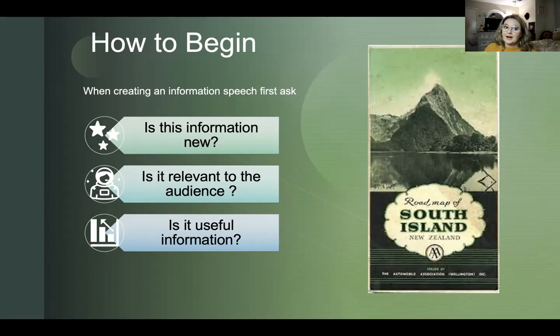How to begin writing an informative speech. You want to first ask yourself, is this information new? Is it relevant to the audience? And is it useful information? These three things can help you create and organize your informative speech to be very efficient. Think of it when you begin writing your informative speeches. Think about a pamphlet you'd find at the doctor's or the DMV that's explaining something to you.